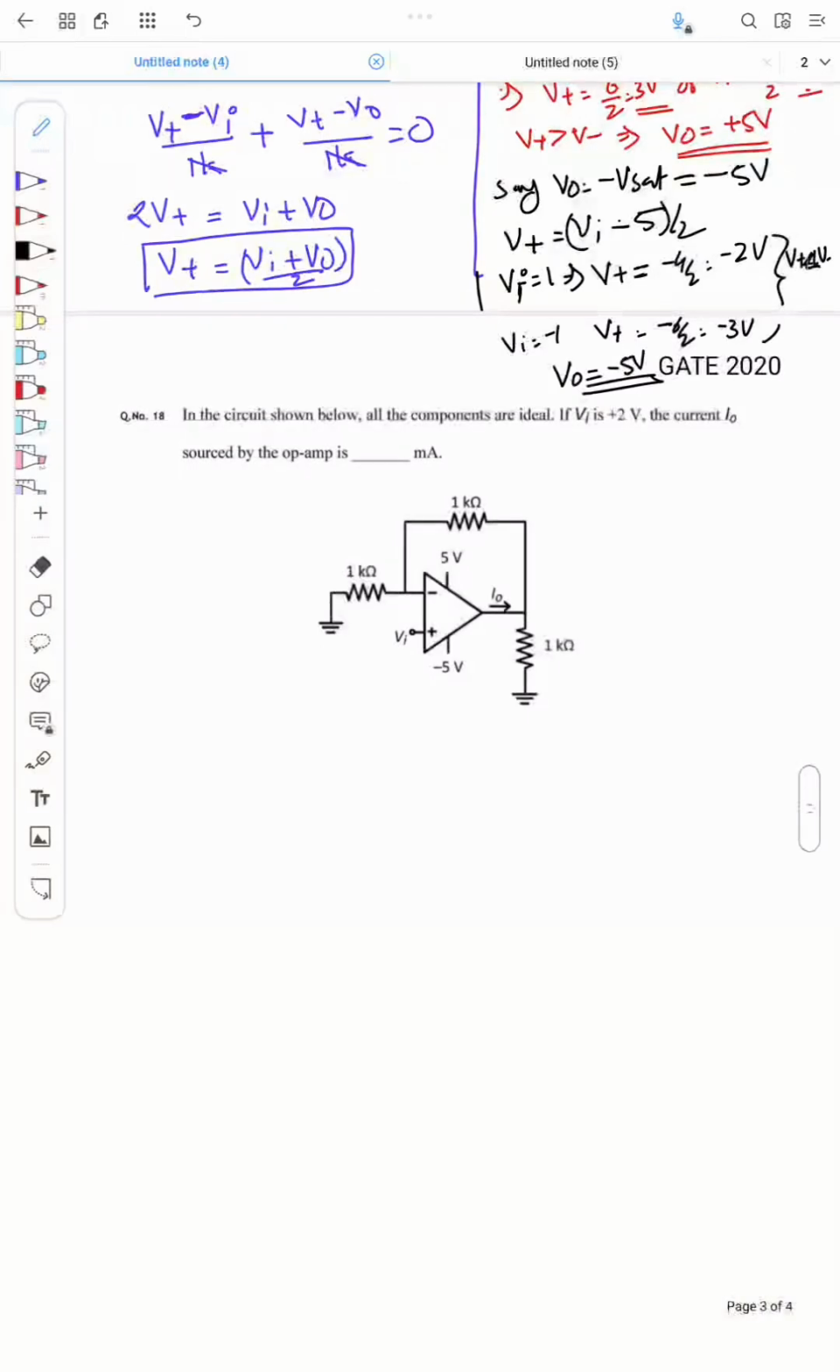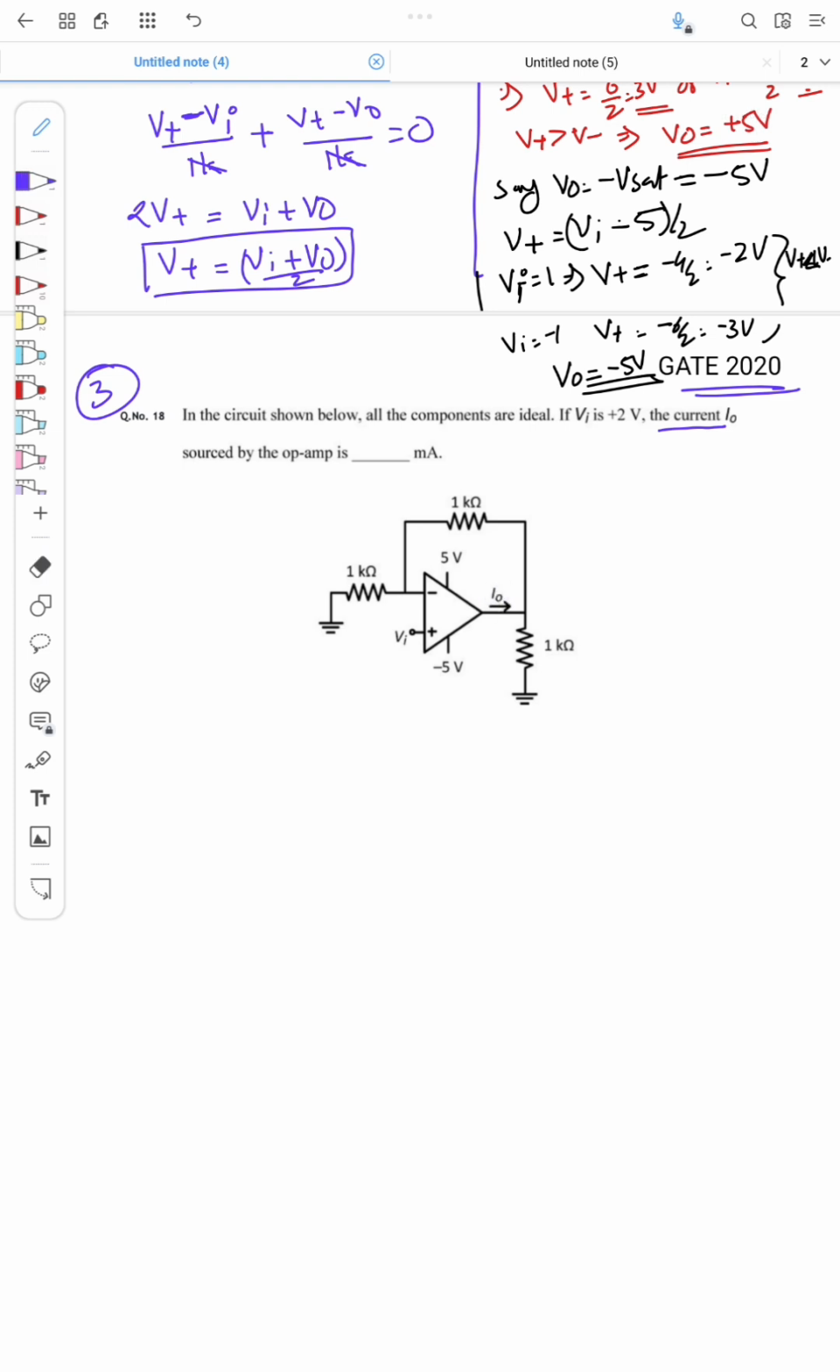Let us come to the next question, that is the third question. Again, this is from GATE 2020. In the circuit shown below, all the components are ideal. If Vi is plus 2 volt, the current I naught sourced by the op amp is dash milliampere. So what is I naught? I naught is this current.